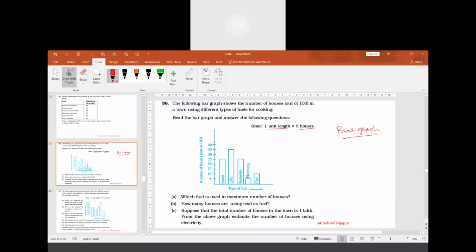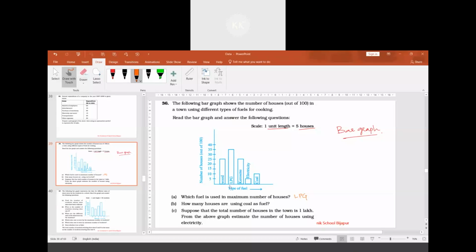Which fuel is used by the maximum number of houses? LPG. You can observe the height of the LPG bar. That is 35. LPG gas.